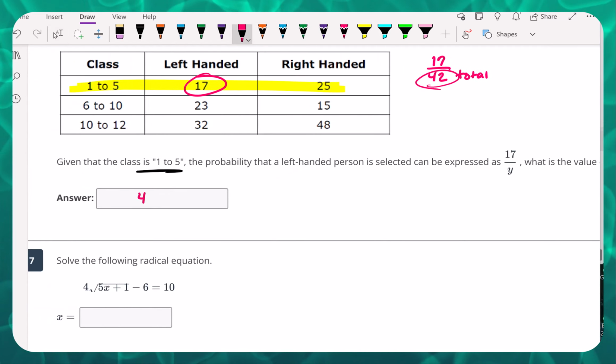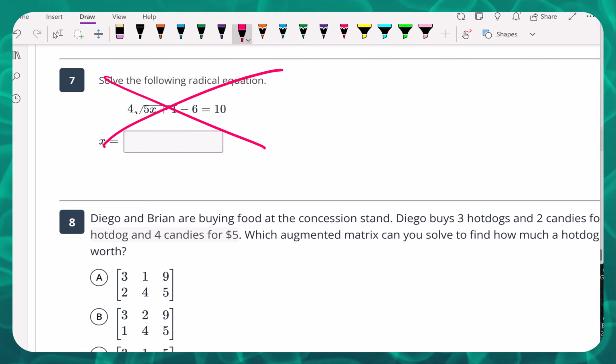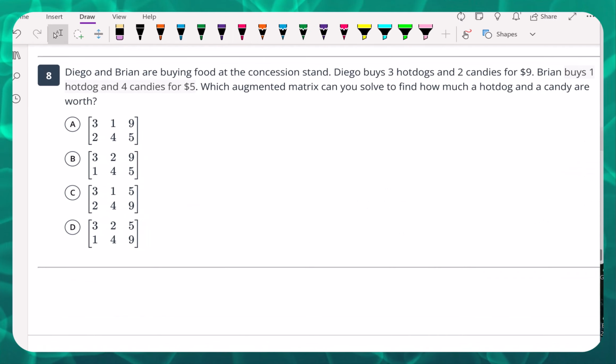So that is the answer to the question. Okay, it looks like I've got question number 7 on here twice. Just completely ignore it, mark it out. Move on to question number 8. All right, number 8 is something that you haven't seen before. It is a matrix, but you have done these in Algebra 1.